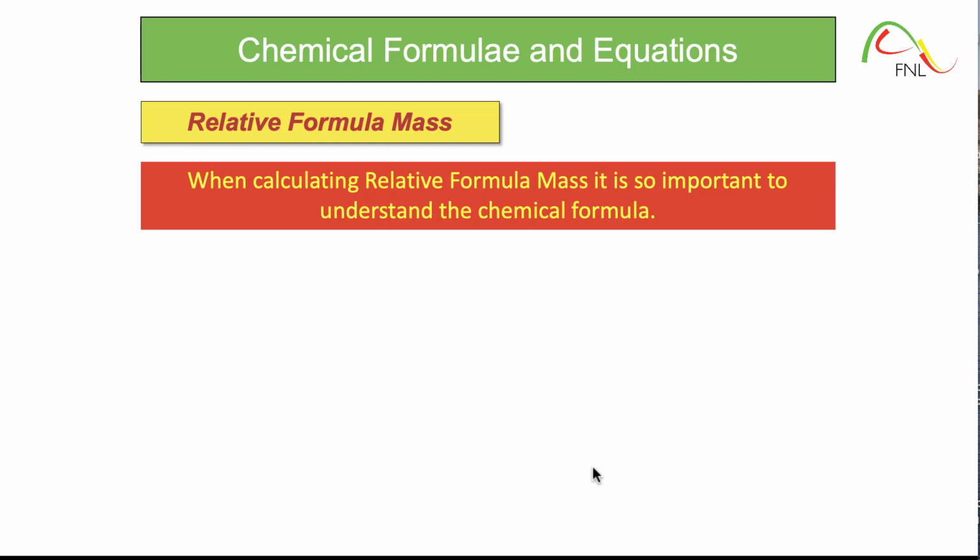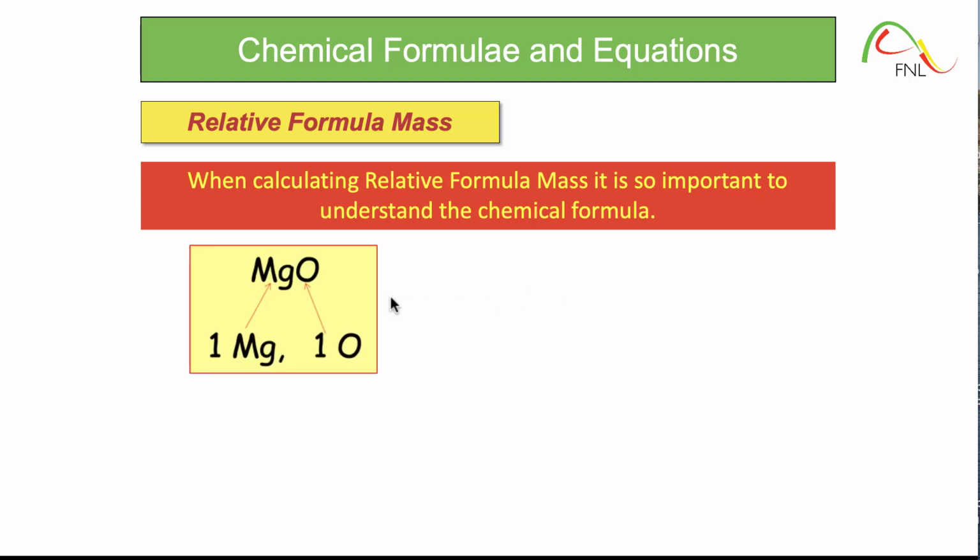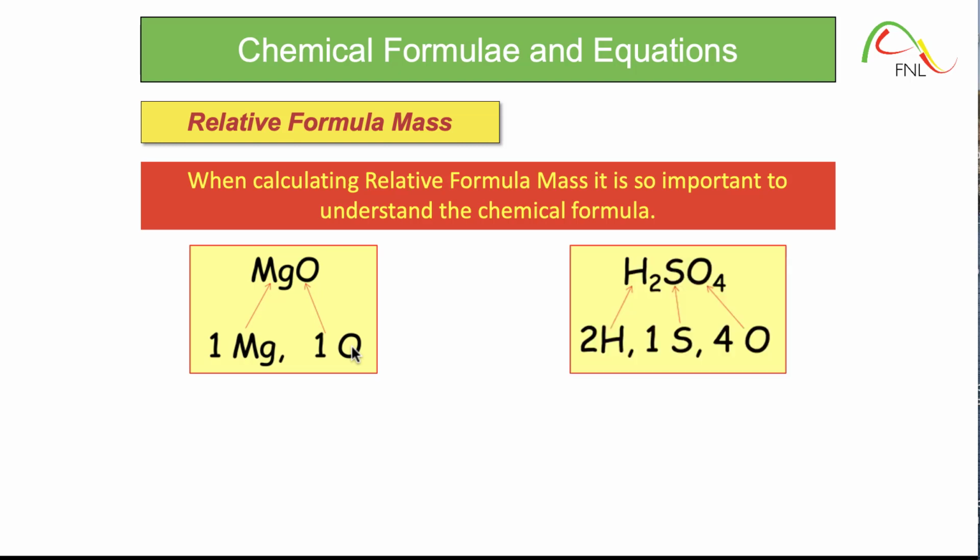Well, when calculating relative formula mass, it's so important to understand the chemical formulae. We need to understand how many atoms of each we've got before we start calculating the formula mass. For example, MgO, we know there's one magnesium, there's one oxygen. In sulfuric acid, H2SO4, the little subscript number there refers to the letter directly in front. So we've got two hydrogens. If there's no subscript number there, we assume it's 1. Got one sulfur, and then we've got 4 oxygens. So this is 2 hydrogens, 1 sulfur, 4 oxygens.